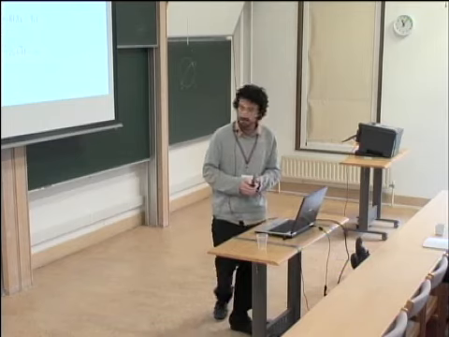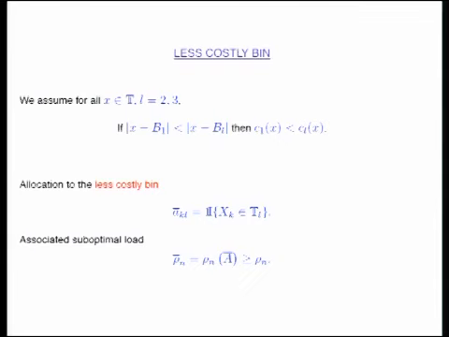I have not made any assumption on the cost C of x, but in the example I have in mind, we will assume that if x is closer to b1 than to b2 or b3, then the cost will be lower. Okay? So then there is also an allocation policy which is quite simple.